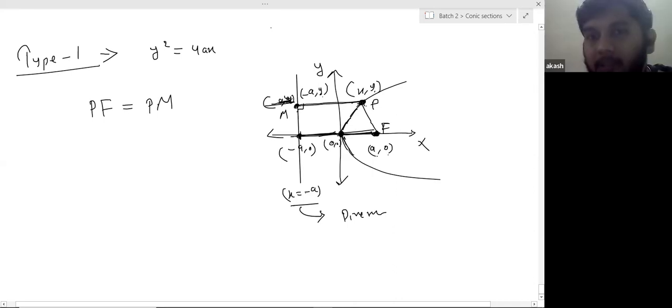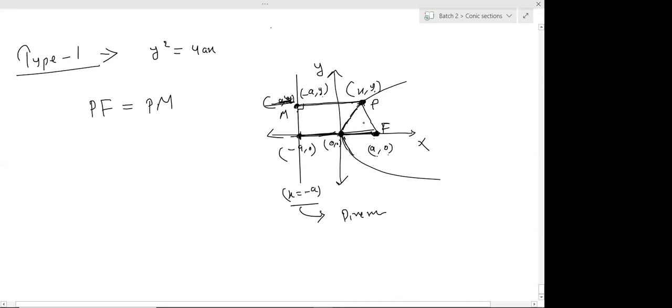Distance between 2 points. This is x comma y. This is a comma 0. Can you calculate the distance? Yes, sir. Root of a minus x whole square plus 0 minus y whole square.